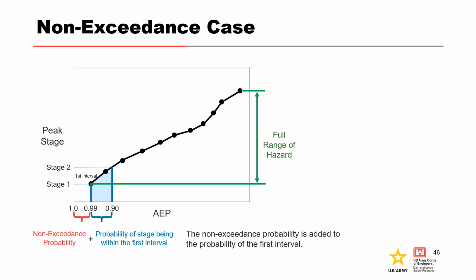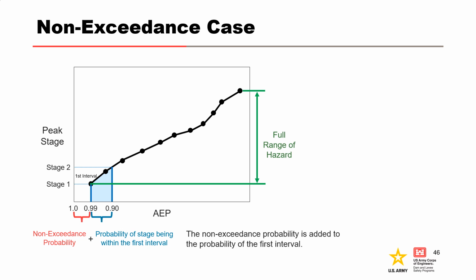In a stage frequency curve, the first peak stage of the curve will have an exceedance probability that is close to 1, but less than 1. From Module 1 of the course, we learned that the sum of the probabilities originating from a single chance node must be collectively exhaustive and sum to 1. To satisfy this rule, we need to add in the small probability of having a peak stage less than the first stage of the curve. This is the non-exceedance probability.